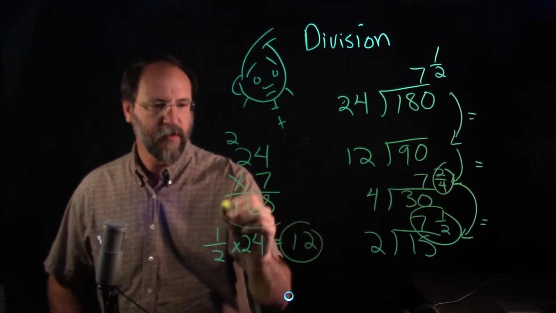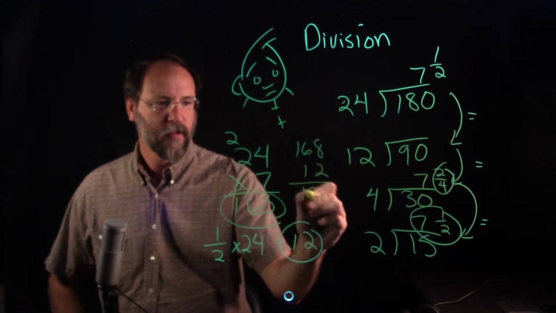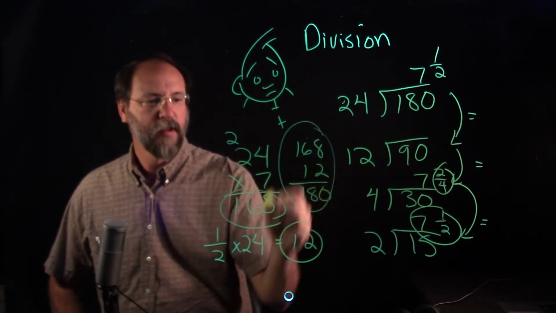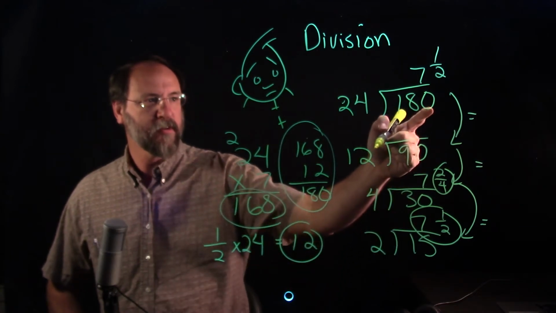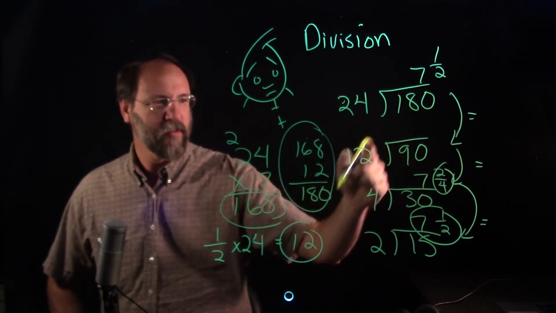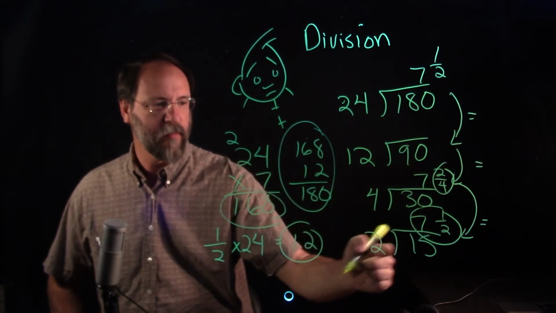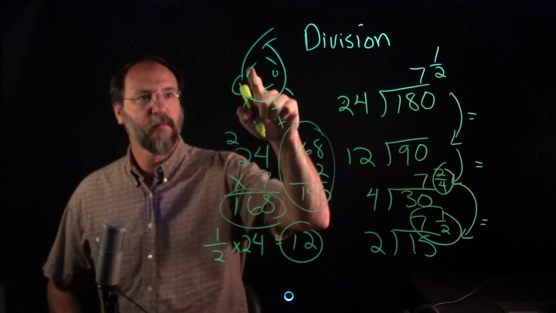Now this is what matters here. 168 and 12 more give us 180. So I just proved that 15 divided by 2 is the same as 180 divided by 24. And I didn't have to do all kinds of other funny things, but I just did make similar problems along the way. So this is one way to think about division.